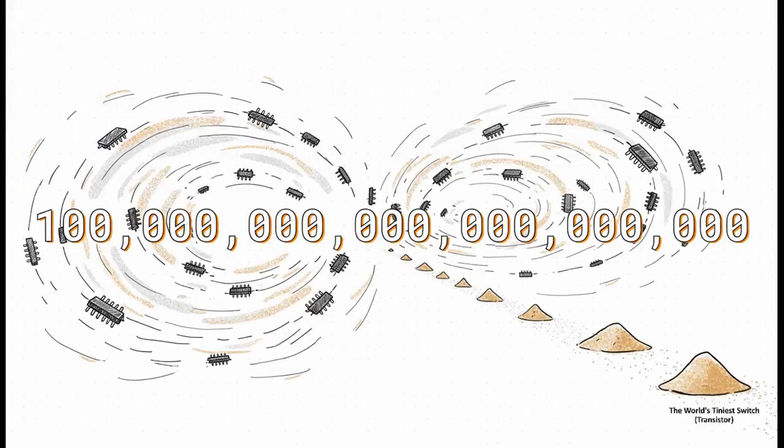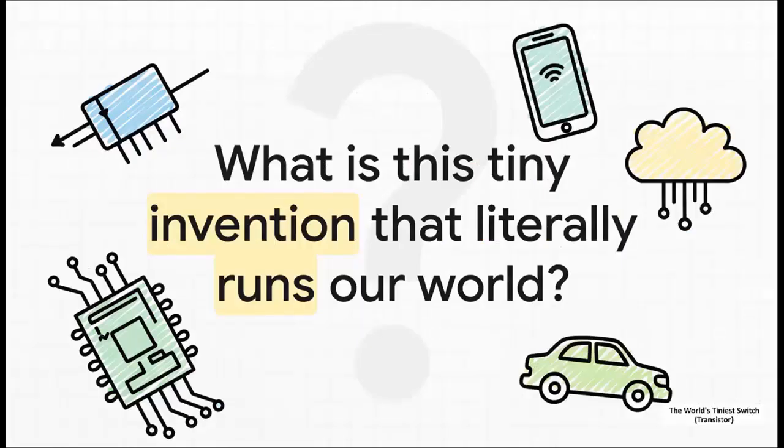Just look at this number, 100 quintillion. I mean, that's a number you can't even really wrap your head around. And that's the estimated number of transistors that have ever been made. That's way more than all the grains of sand on every beach on Earth. It is, by a long shot, the most produced object in human history. It's just staggering. So, what is this little thing?